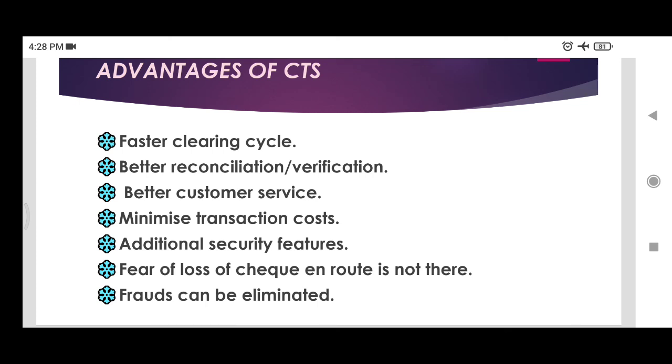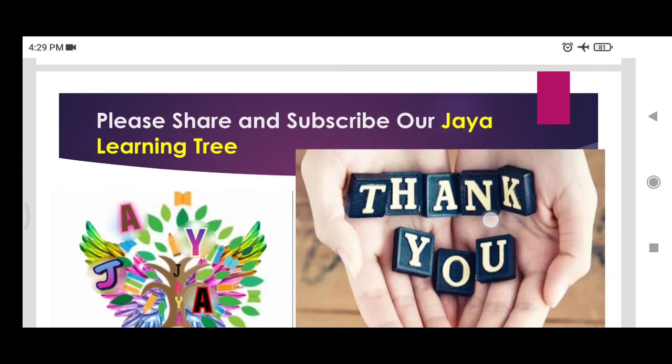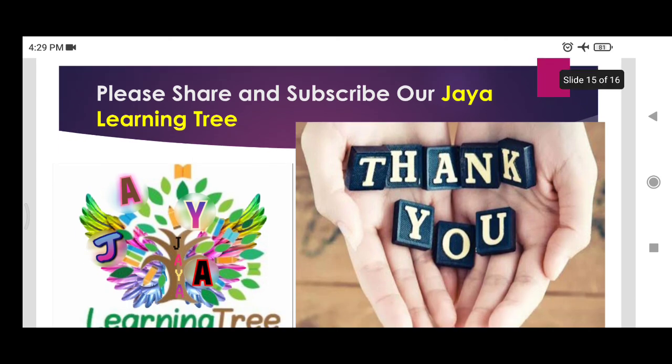Advantages: because of the check truncation system, we need not go physically, but can withdraw the money digitally. It gives a faster clearing cycle, better reconciliation, better verification, isn't it? Better customer service, minimized transaction cost, and additional security features. There is no fear of losing the check while moving from one place to another, and frauds can easily be eliminated, isn't it? I hope you understood, friends, what a check is, the nomenclature of the check, MICR, magnetic ink character recognition, and also the check truncation system.